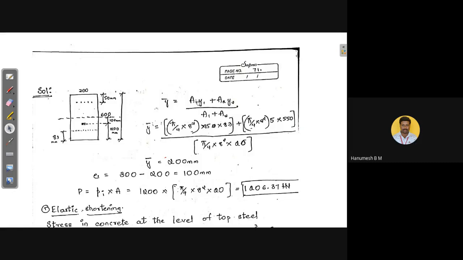15 into y1 distance, that is, from the bottom of the beam, what is the distance of the position of the steel? It is 83 mm. Hence 83 plus a2 y2. a2 means the area of the steel at this level, that is 50 mm from the top of the beam. Pi d square by 4 into, how many numbers are there at the top level? There are 5 wires, into 5 into y2 distance.